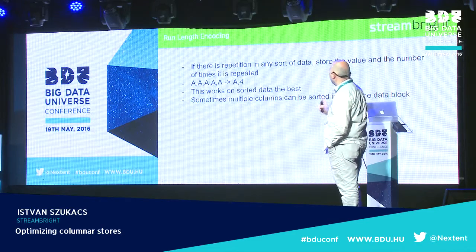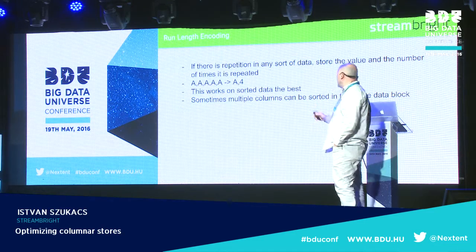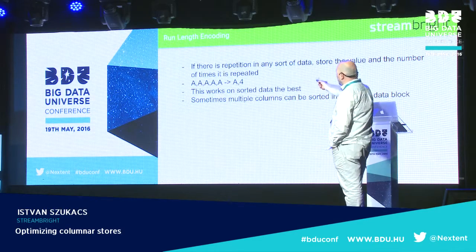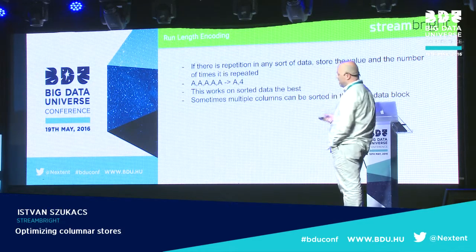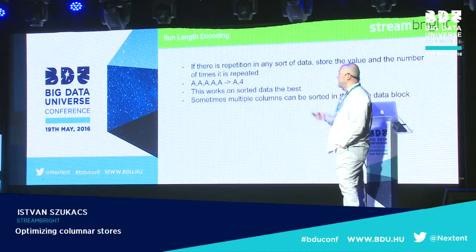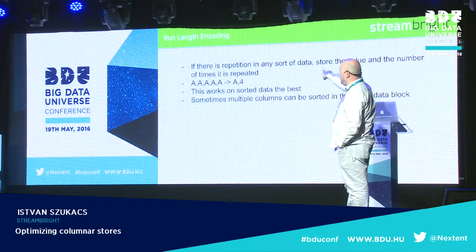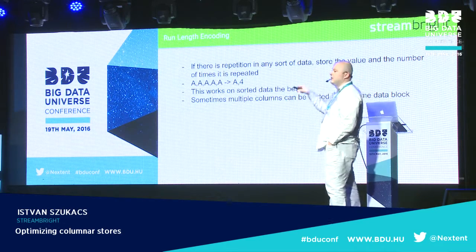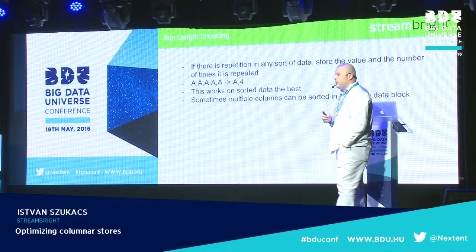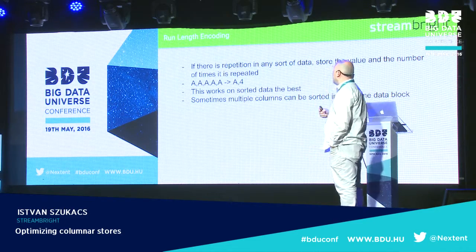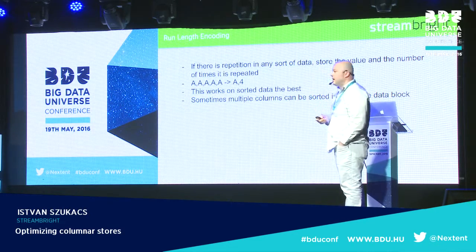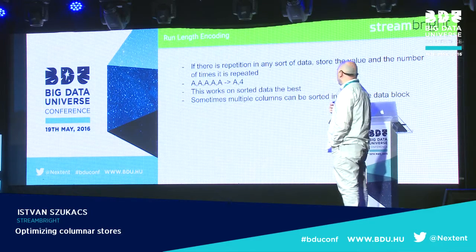Cool. On top of that, you can employ run-length encoding. So what does it mean? Imagine that you have repeated values in a column, let's say you have 5 A's, and you store the A only one time, and the second value is how many times it's repeated after that. So you can compress repeated values quite a bit with run-length encoding, and most of the data systems today support this sort of encoding as well.